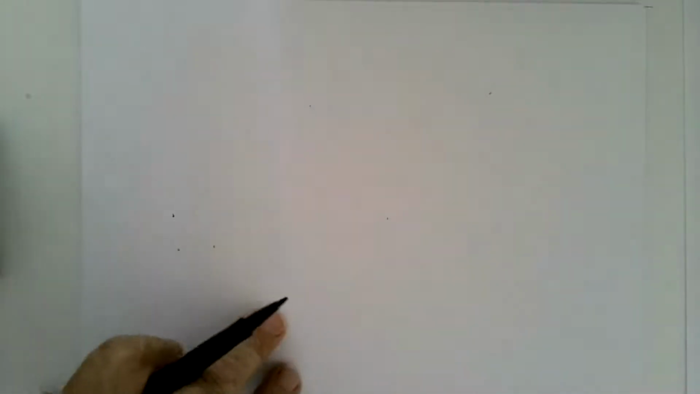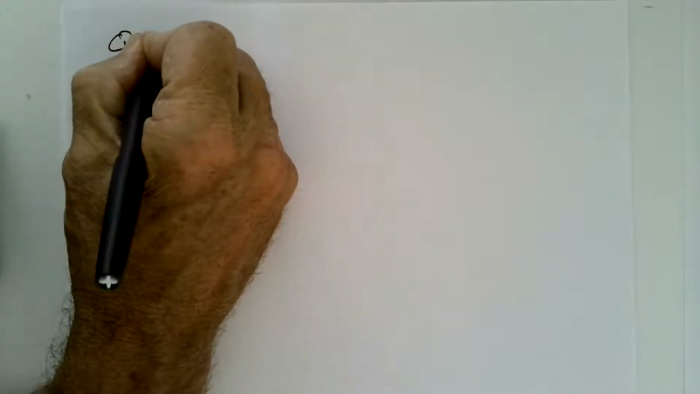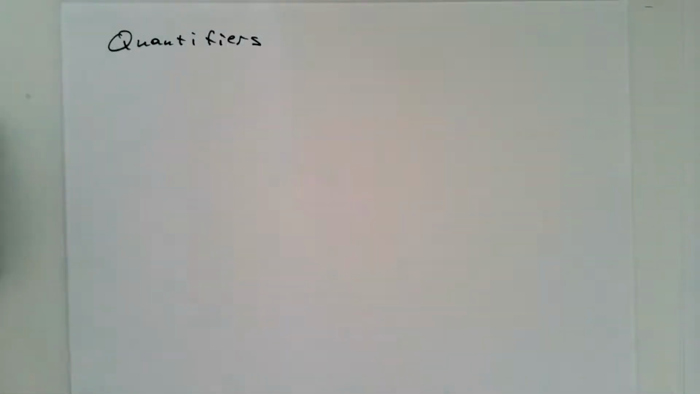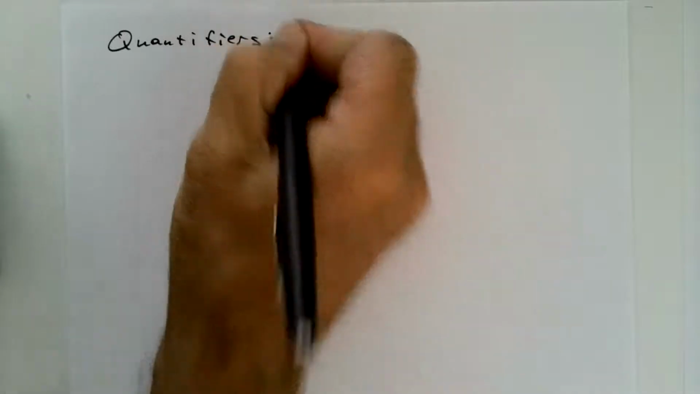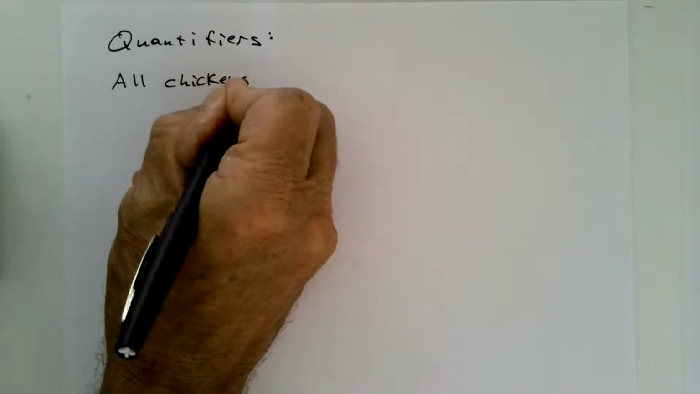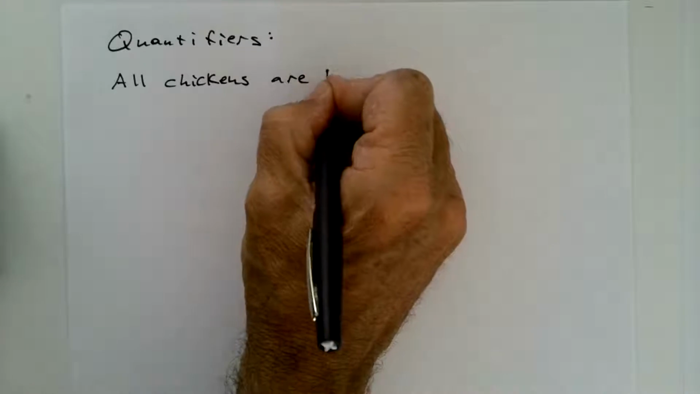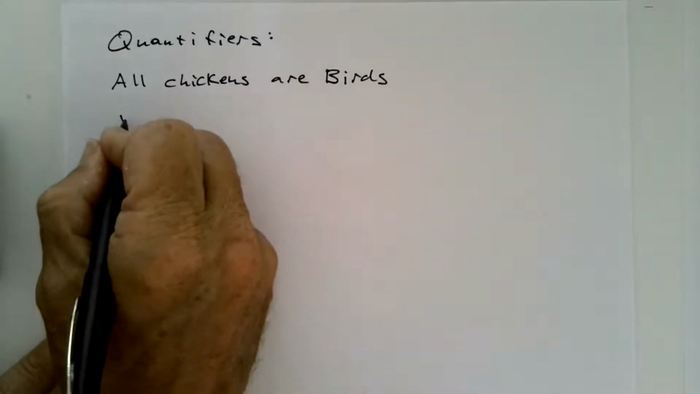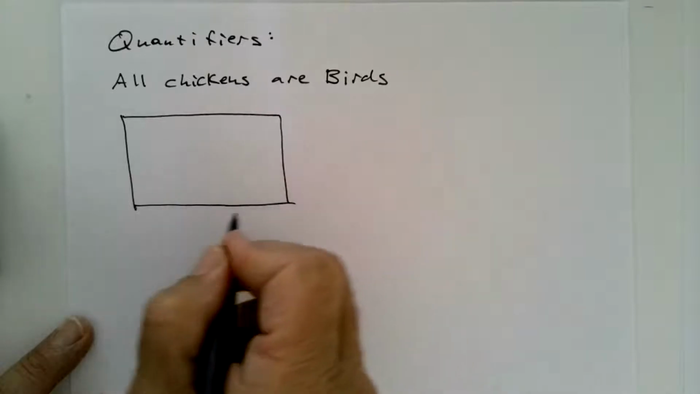But where this gets interesting is when we introduce quantifiers. So we have two quantifiers. We have the notion of all and we have the notion of some. So what are some examples of statements that are either true or false? I could say all chickens are birds. And how do we visualize that? We can visualize that with the Venn diagram.